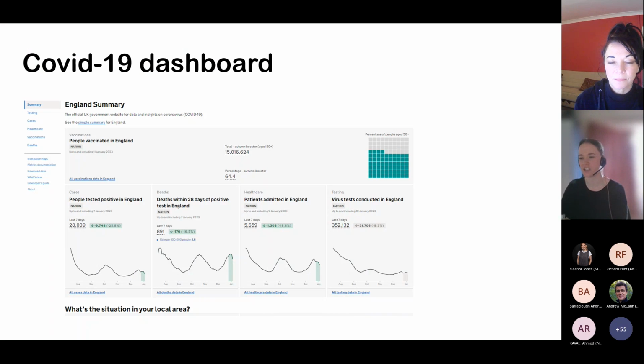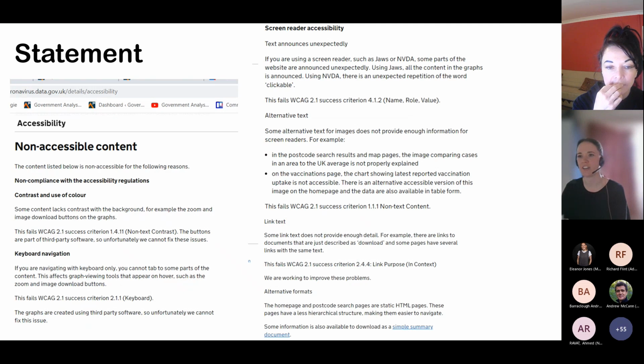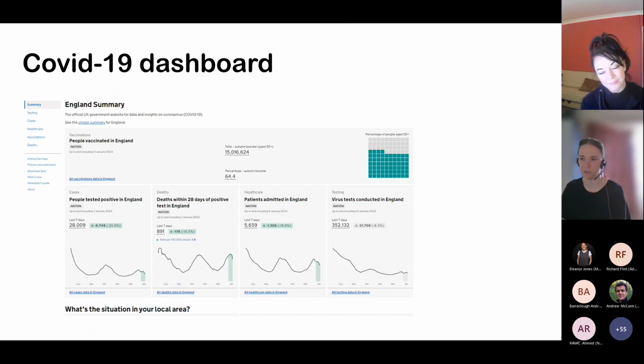For interactive publications, the best example that's held up as a really good example of an interactive publication is the COVID dashboard. And I do really like the COVID dashboard. I did use it myself in lockdown. I think it was really, really useful, really well done. But if you look at their accessibility statement, this is all the stuff that they've picked up on that isn't accessible. So making interactive publications accessible is really hard.